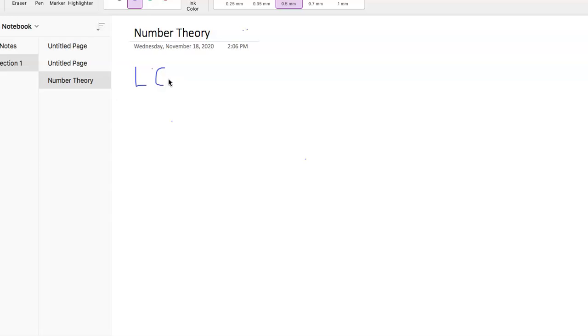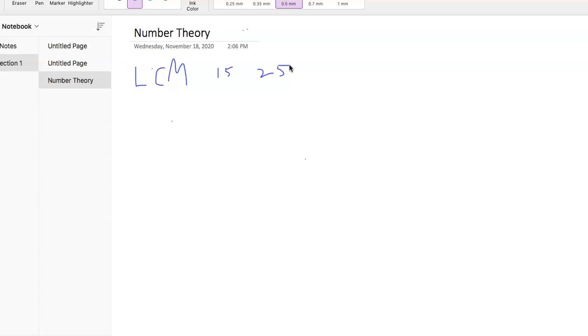So let's say least common multiple of 15 and 25. Okay, and really the process is the same. So we need to find the prime factors of each and then multiply the prime factors together.